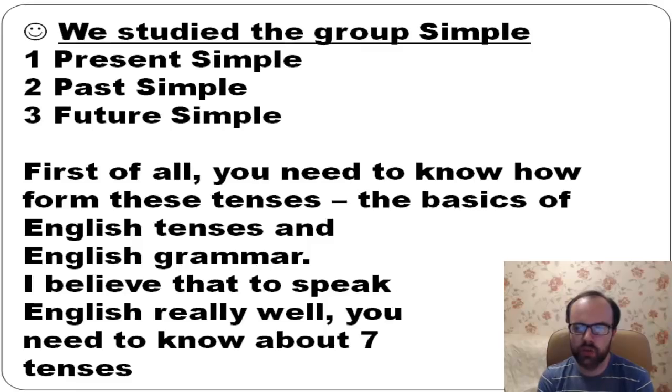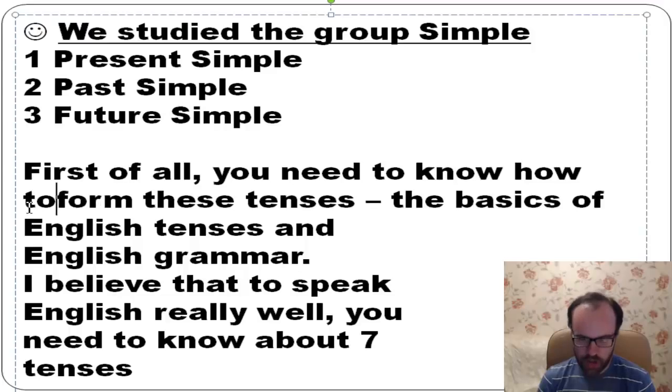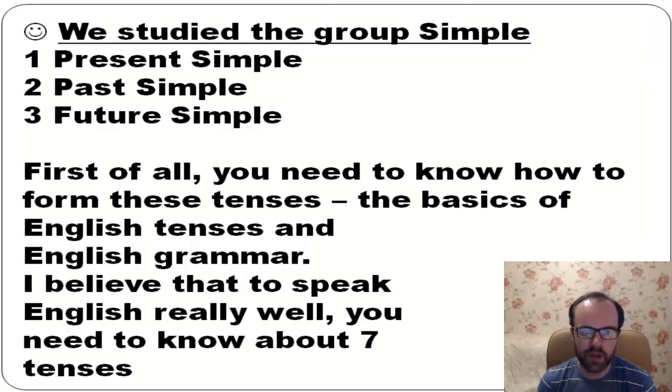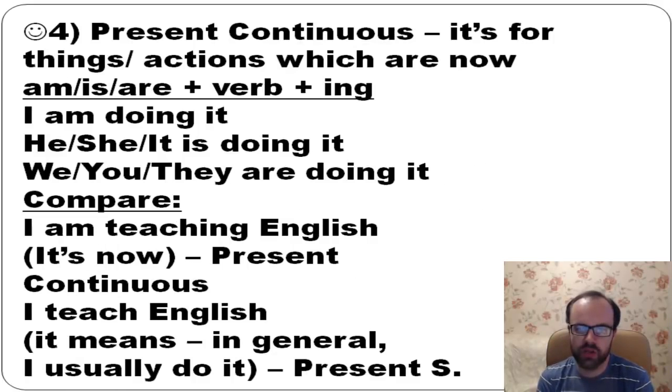We studied the simple group: present simple, past simple, future simple. First of all, you need to know how to form these tenses, the basics of English tenses and English grammar. I believe that to speak English really well, you need to know about 7 tenses. Good. So, present continuous is for things, actions, which are happening now.